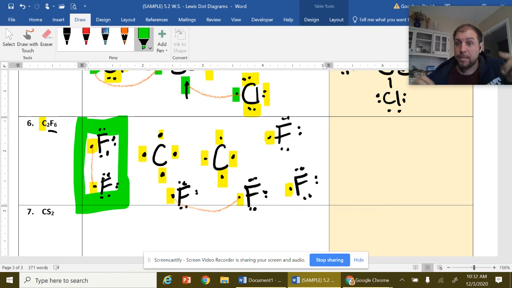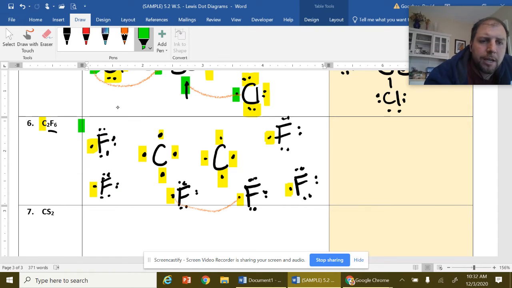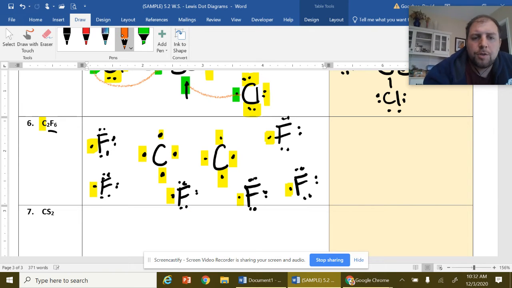They have to form one single molecule. So we can't connect these fluorines together. Rather, we're going to have to connect them to the carbon. I'm going to connect this guy here. I'm going to connect this guy right here. I'm going to connect this guy right here.